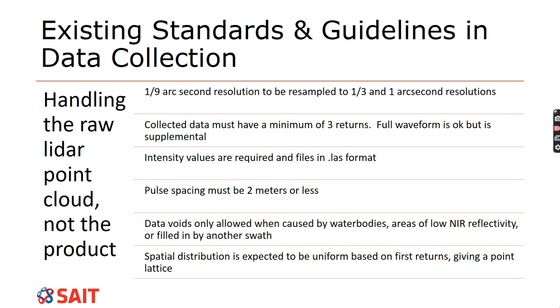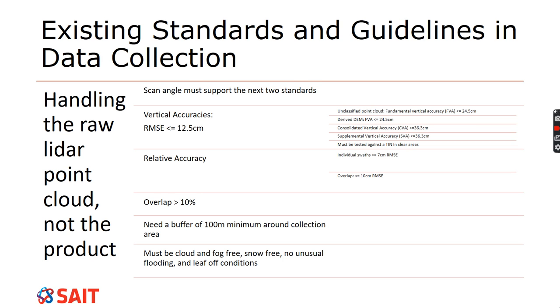So here's data collection. Here's some of the stuff I'm dealing with, the actual raw point cloud, not the actual product. So this is at that very beginning stage. There are a couple slides on the data collection standards. So again, what are we looking for? What are the numbers that we're aiming for? For example, overlap must be greater than 10%. You need a buffer of 100 meters around the collection area, et cetera, et cetera.